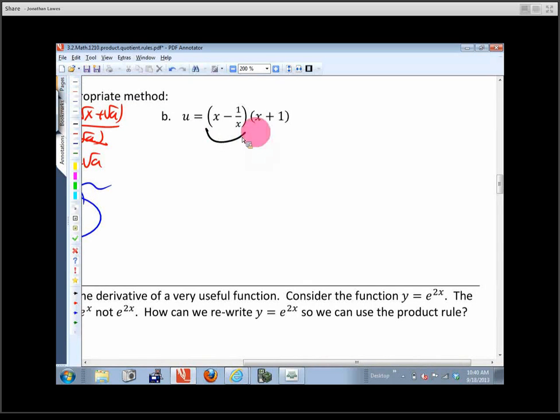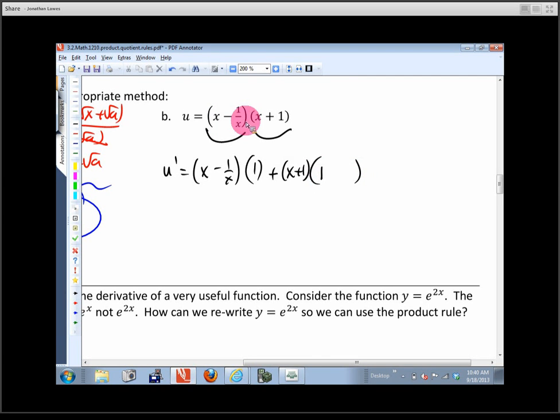It's this function times that function. So we could use the product rule and we could find u prime by doing, remember, it's the first times the derivative of the second. So x minus 1 over x. What's the derivative of the second? What's the derivative of x? 1. And what's the derivative of 1? 0. Plus the second, x plus 1, times the derivative of the first. Well, the derivative of x would be 1.